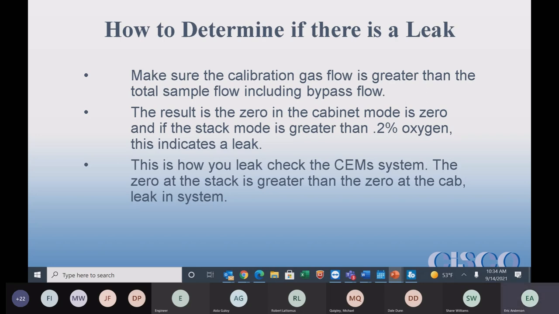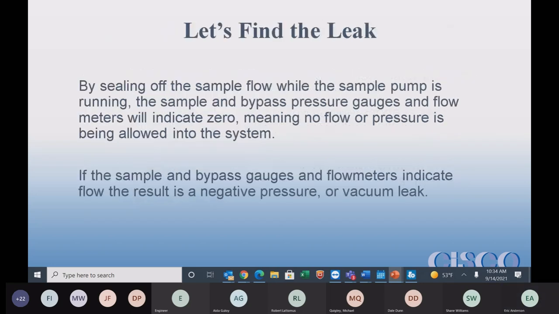All right. Let's find the leak. What we're going to do, we're going to cap off the sample flow while the sample pump is running. The sample and bypass pressure gauges and flow meters should go to zero.